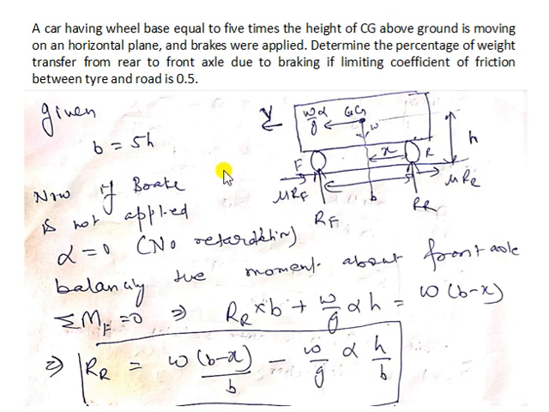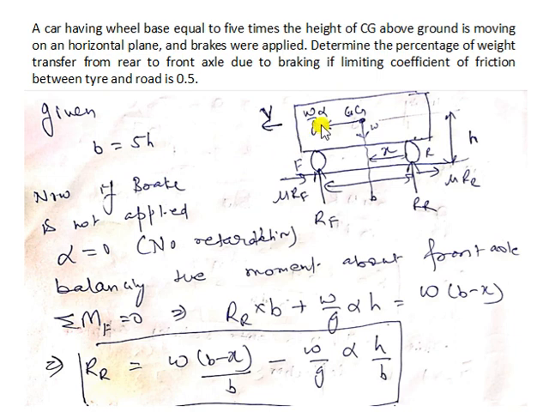So in this question, given is the wheelbase is 5 times h. If the brakes are not applied, there will be no retardation. So alpha will be 0, so this force will be 0, if the brakes are not applied and the vehicle is moving with a constant velocity v. There will be no acceleration or deceleration. So in that case there will be no retardation.